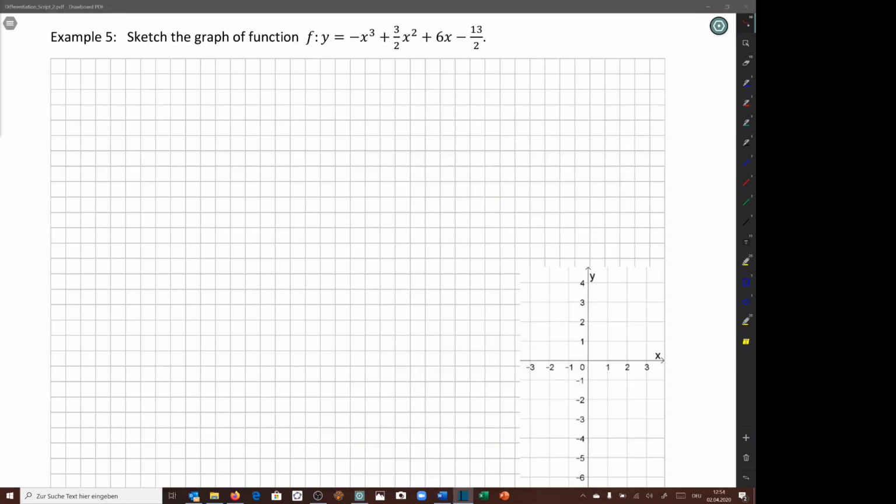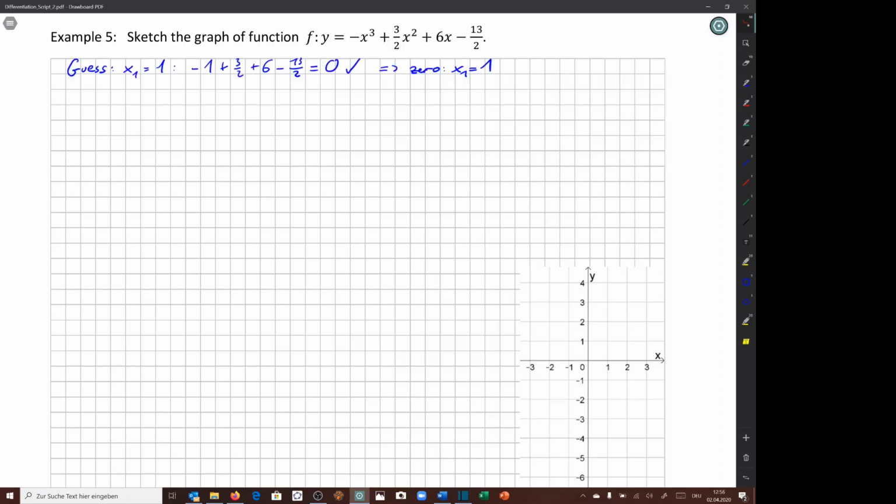Now let us look at example 5. Here you're given the equation of a polynomial function of degree 3, and you're not given its factorization. So what you have to do is to guess one of the zeros first, and then using polynomial division, you can find the other 2 zeros, and then you can sketch it. So go ahead, solve it on your own, stop the film, and here comes the solution.